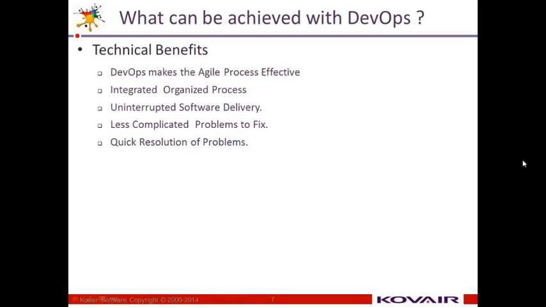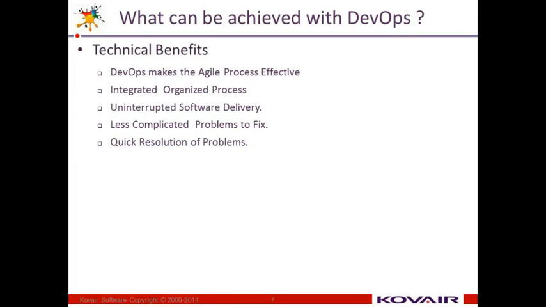Less complicated problems to fix. So with constant collaboration between the operations and development teams, it is ensured that an issue is never really blown out of proportion. Easier problems are always easier to fix and is a blessing for the developers and consequently for the organization. And stretching from that point, quick resolution of problems. It is absolutely obvious that easier problems would always be much quicker to resolve than complex ones.